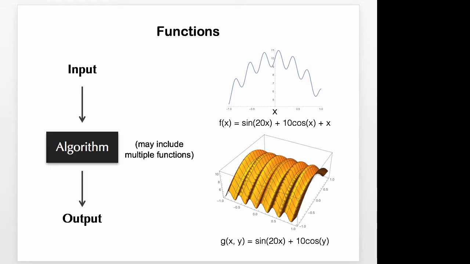And we think about a function in computer programming as the same general idea. So we have an input. It goes into an algorithm which may include multiple functions, each one of which has an input and an output. And then the algorithm produces an output as well. Okay? So the idea here is the same.